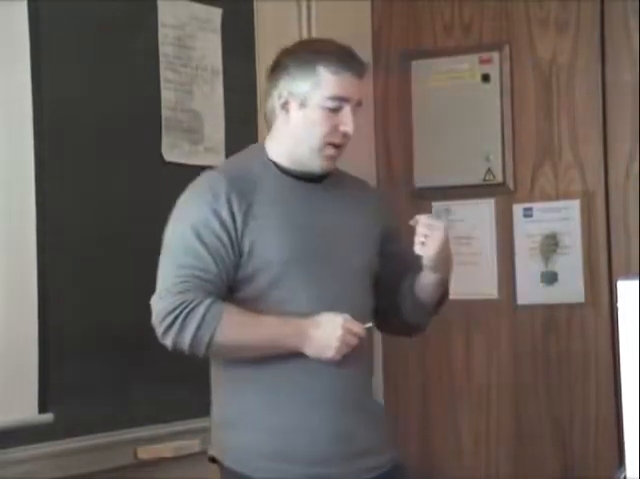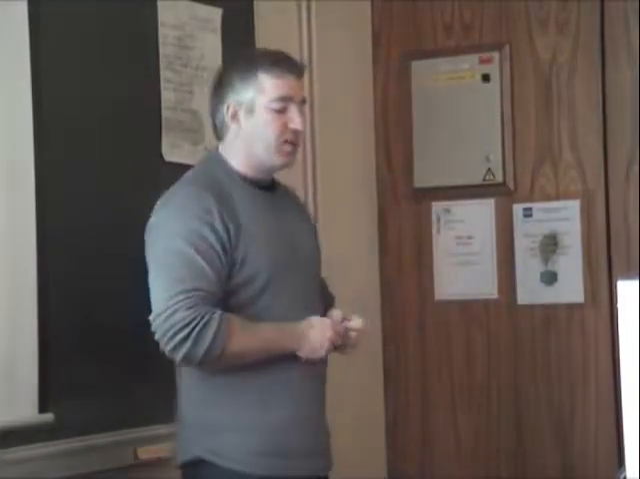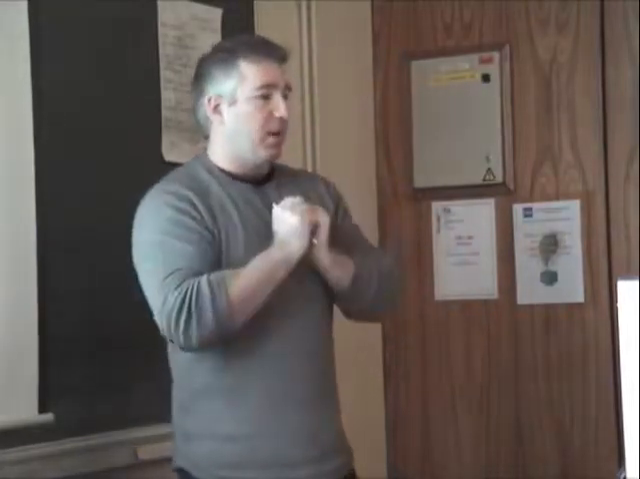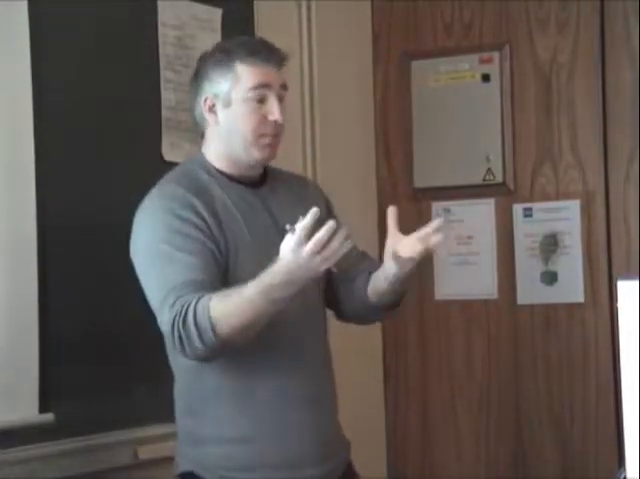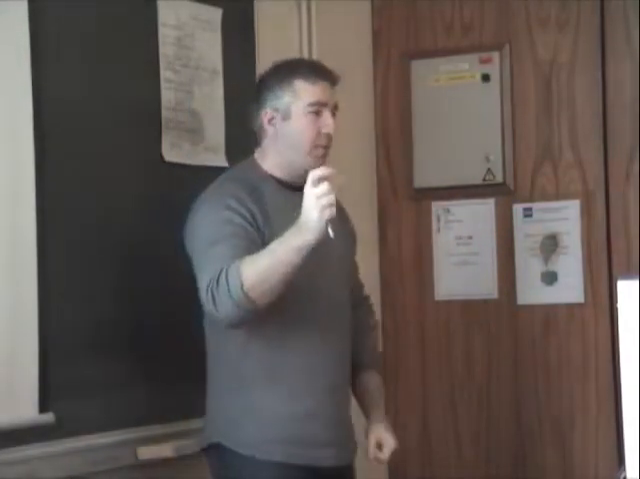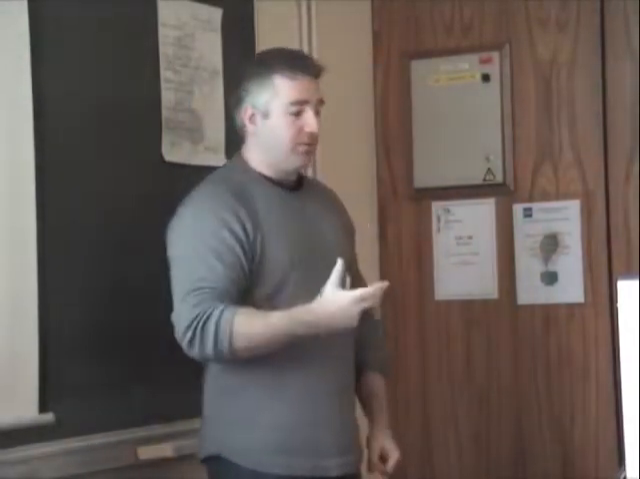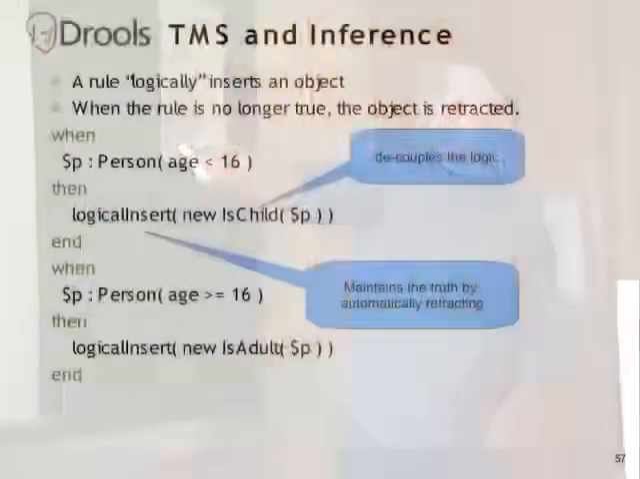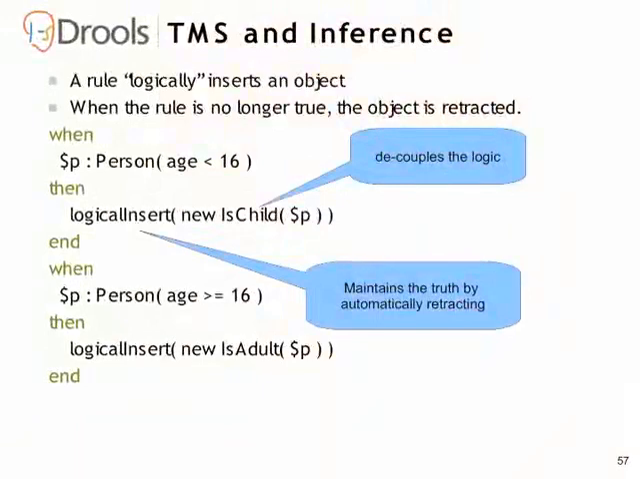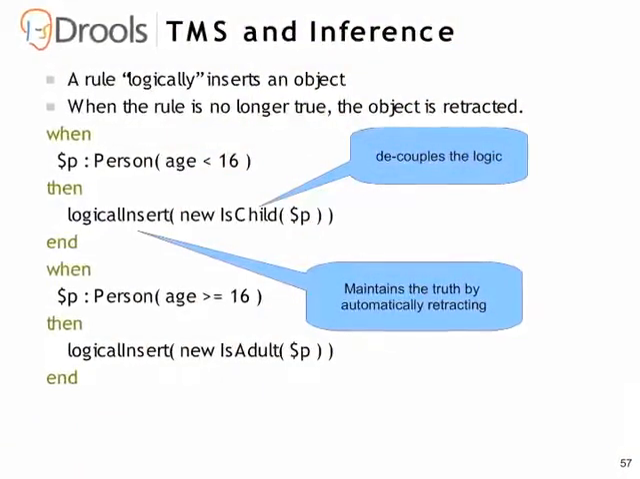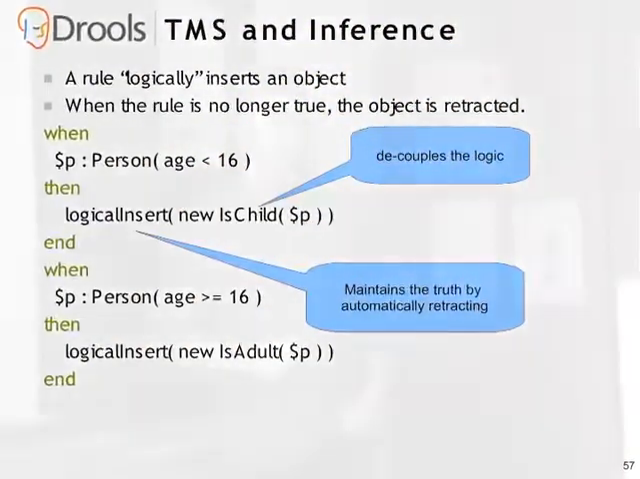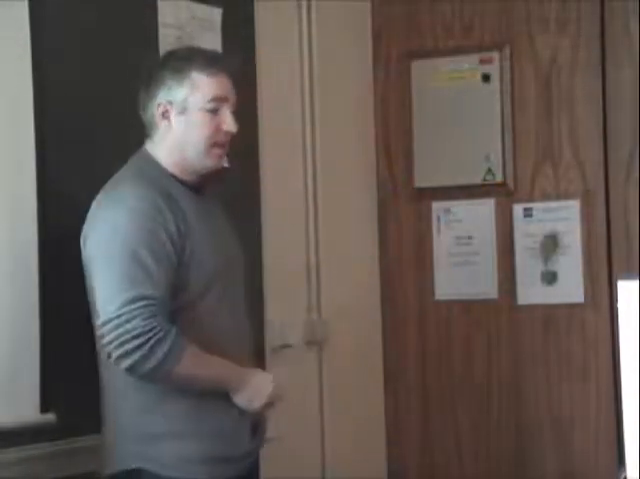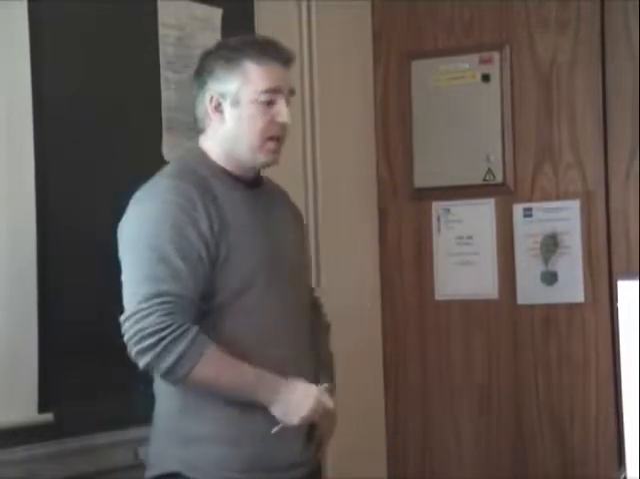Truth maintenance has a thing called logical insertions. The logical insertion is a way of saying, not only am I going to put something into the working memory, not only am I going to create something and put it in, its lifetime will depend upon a condition. Only while that condition is true will it exist. So only while this person is less than 16 will we have this thing called is child. So this child is what we call an inference. It is a fact that represents the result of a decision. It is a fact that represents this person is under 16.